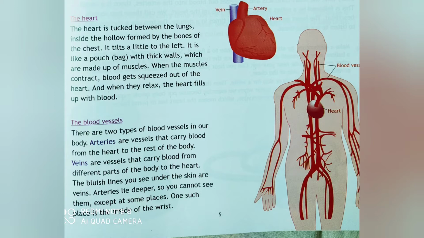So next is the blood vessels. The two main blood vessels are arteries and veins. Arteries are vessels that carry blood from the heart to the rest of the body. You can underline this line.